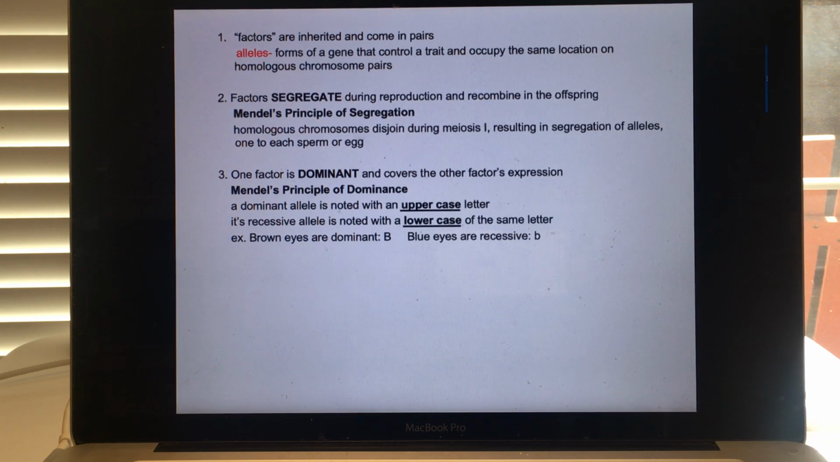So just keep that in mind, that when we're going through this, we do know, and we want you to know, that actually there are lots of different genes that control eye color.